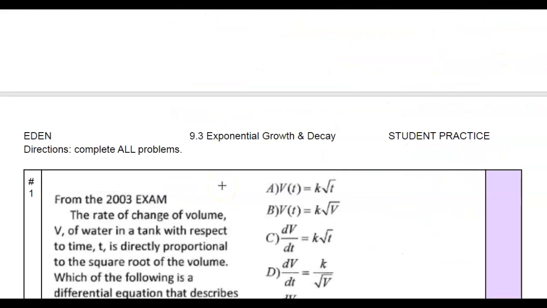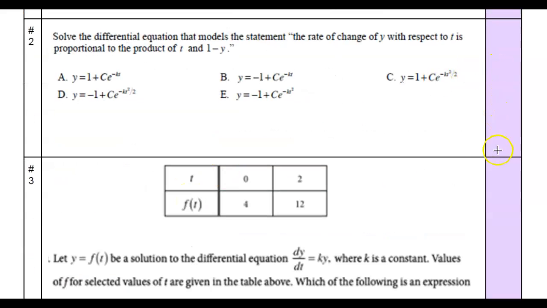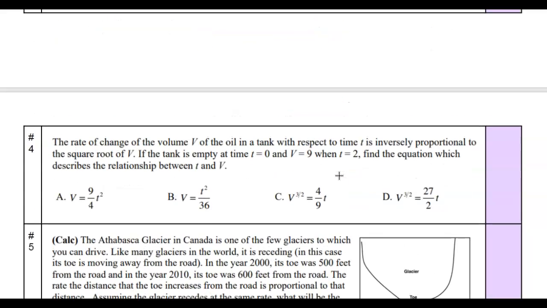So on your practice, I give you a bunch of multiple choice questions, and you can put all of your answers in the purple boxes. There are 5 questions for you to try. All right, so good luck.